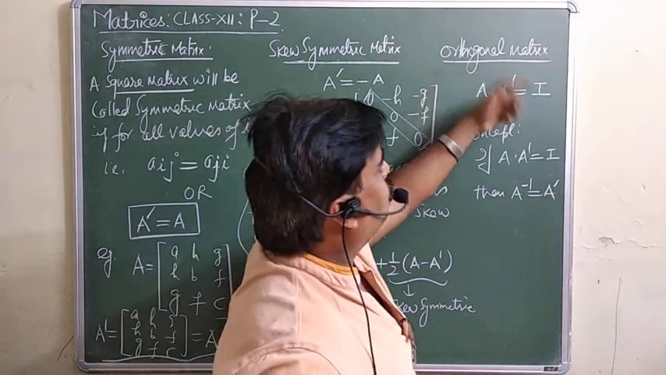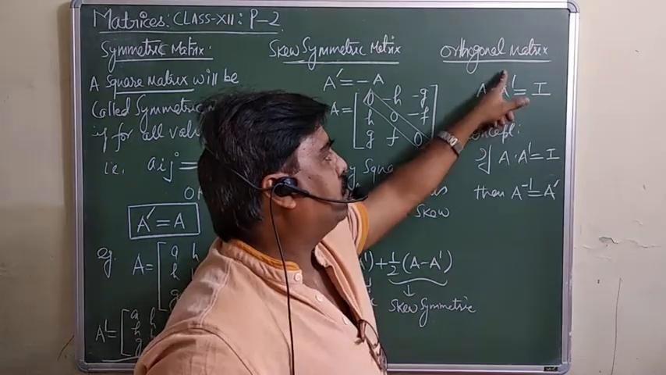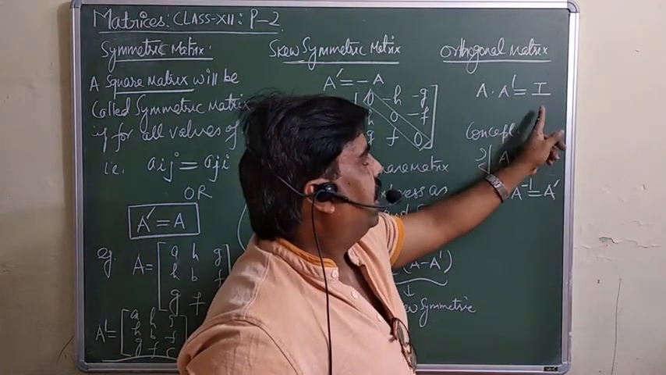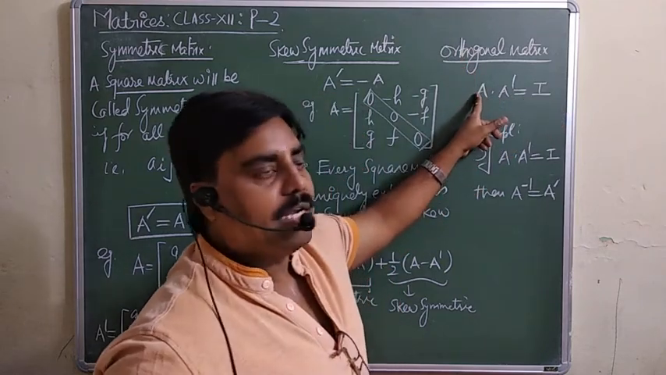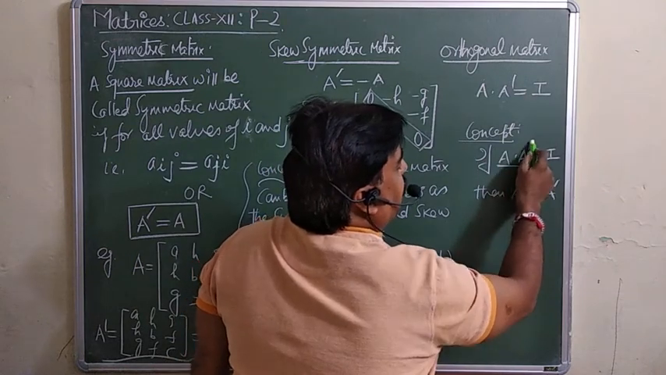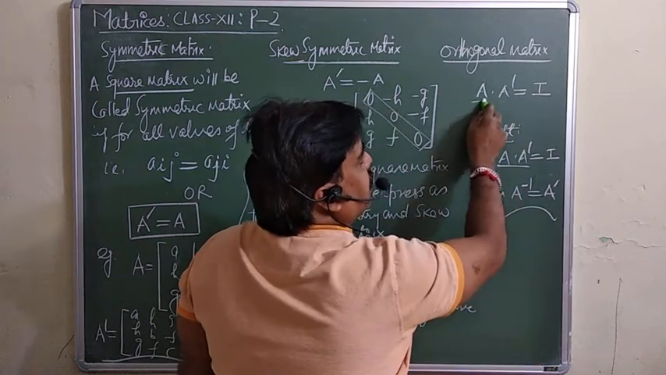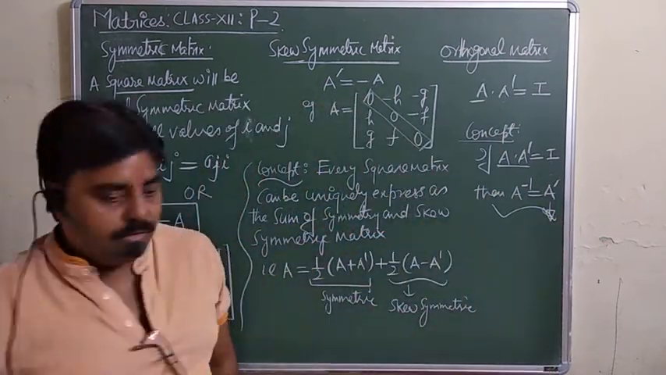For a matrix to be orthogonal: if a matrix is multiplied by its own transpose and you get the identity matrix, then you can say A is an orthogonal matrix. The concept is that if A times A transpose is equal to the identity matrix, then the inverse of the matrix A is A transpose itself. So have a look.